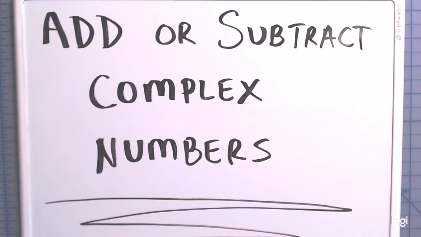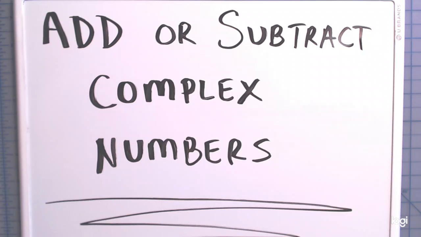Hello and welcome to this video on adding or subtracting complex numbers. Now if you recall from previous videos, every number is a complex number, right? Any number that can be written as a real number plus a pure imaginary number, the form a plus bi, where a and b are real, is a complex number. So everything we see is pretty much a complex number.